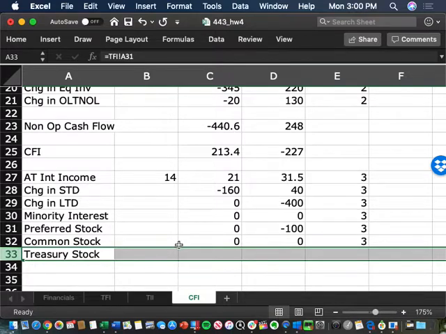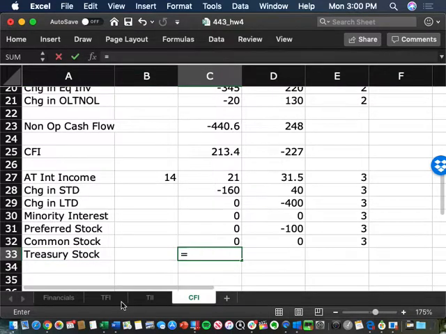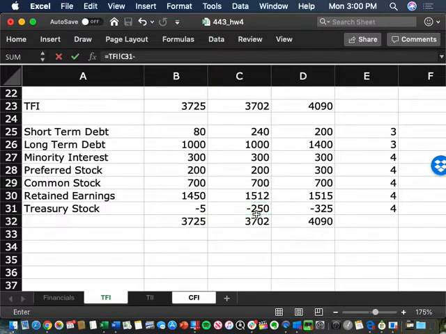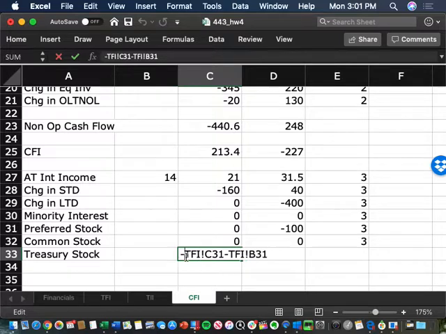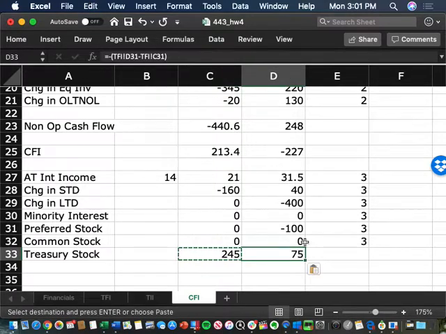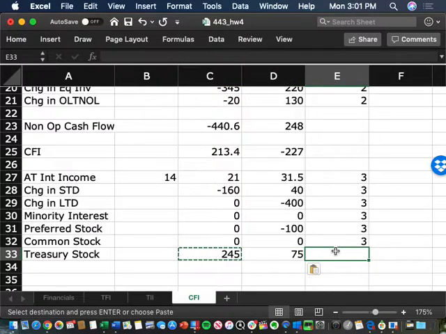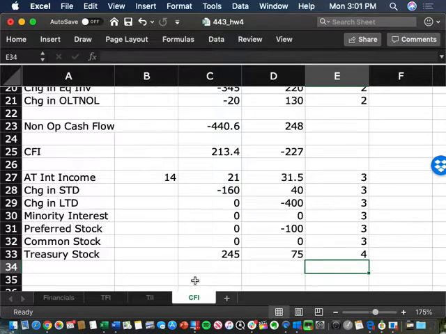Treasury stock equals current year minus previous year. I told you the treasury stock goes more negative because you're buying back more stock. If I bought back 245 million of stock, that is an outflow and therefore a positive number. Okay. The other outflows, I have all my fours.